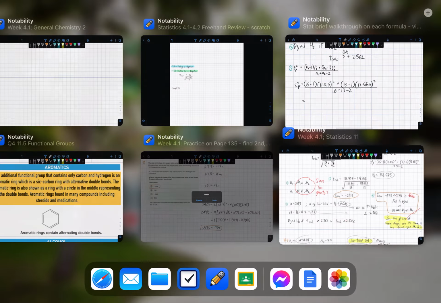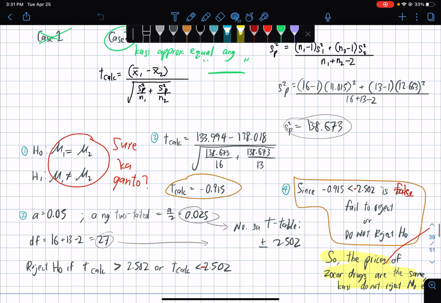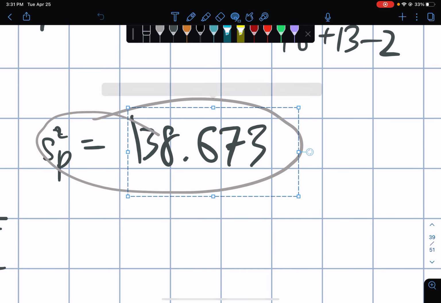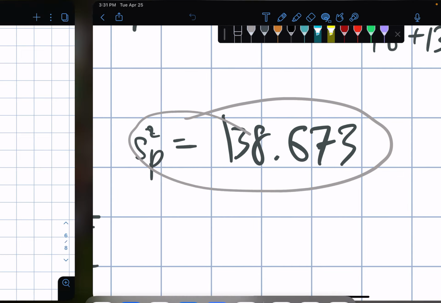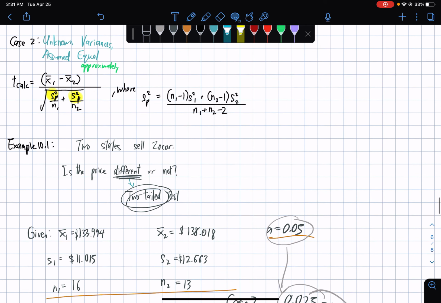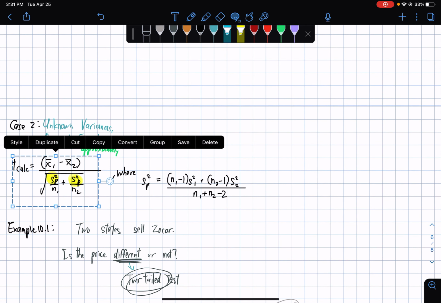Okay, I don't have a cycle, pero I bet it's the same. So, ito yun. Provided that S squared p is equal to 138.673, it's time to use the actual formula. This one.